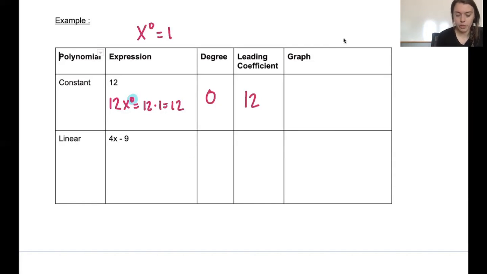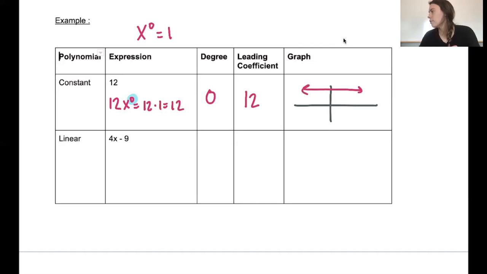And then if this was y equals 12, this is what our graph would look like. So something like this. It just is a horizontal line at 12.